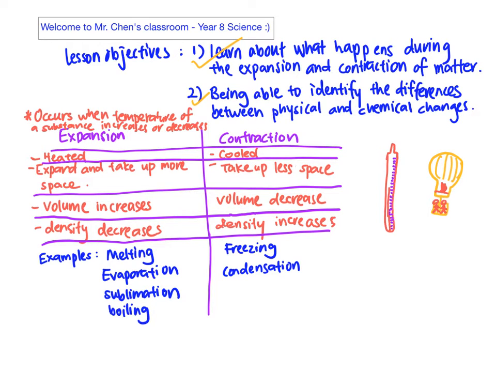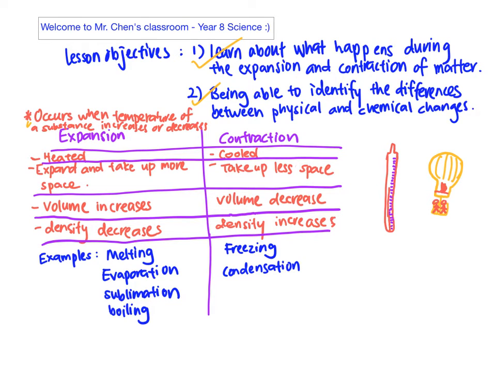So matter, as you know, is something that takes up space and also has volume. Pretty much including literally almost everything in this universe. And I'm going to talk about the expansion and contraction of matter. Bear in mind, this contraction and expansion only happen while the temperature of the substance is increasing or decreasing. Okay, only during that time. So let's look at the difference between the two.